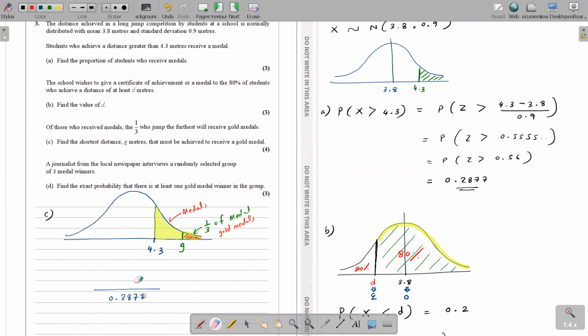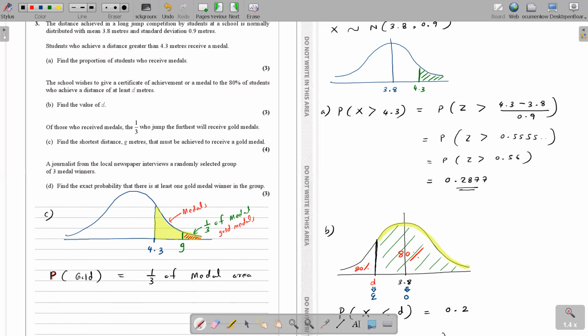So probability of getting a gold medal. I think we can directly write here, because we are trying to find the distance to achieve a gold medal. Probability of getting a gold medal is 1/3 of the medal area.